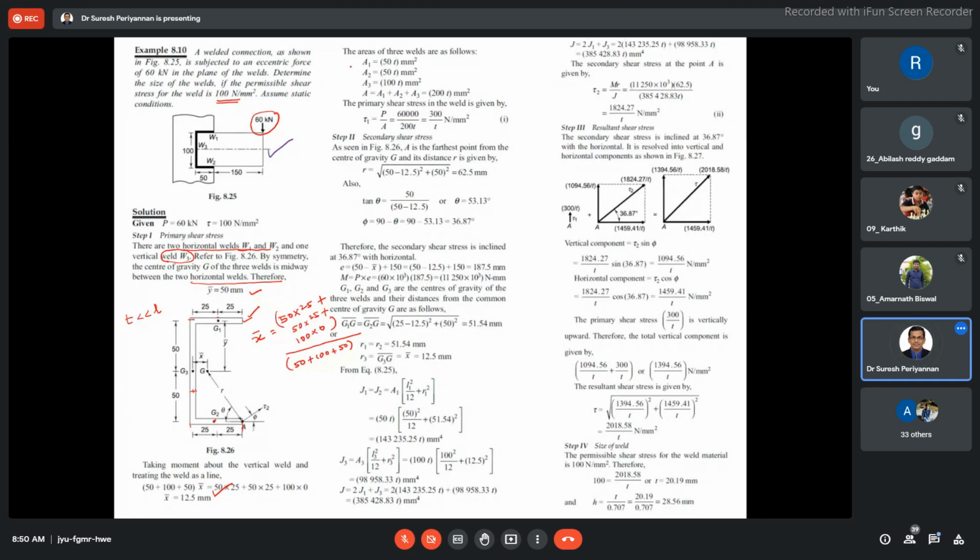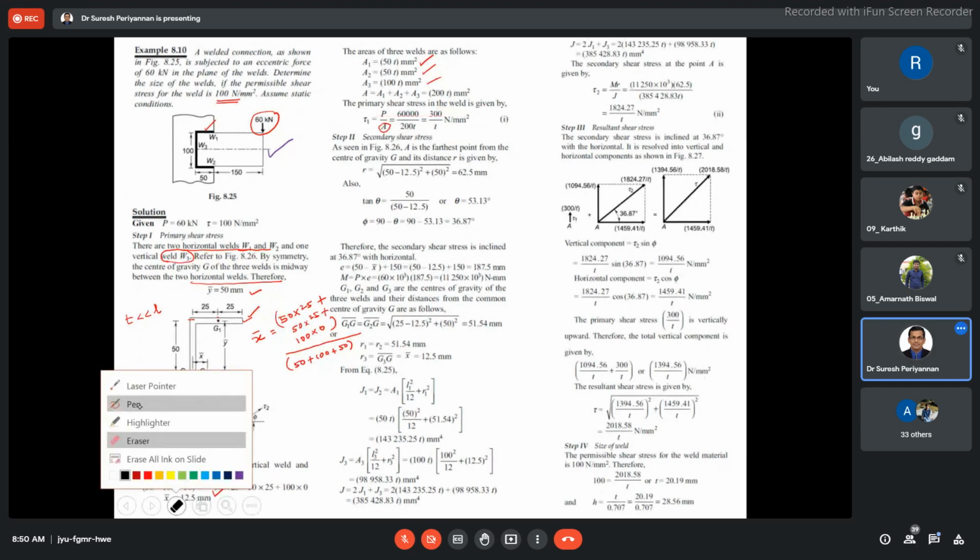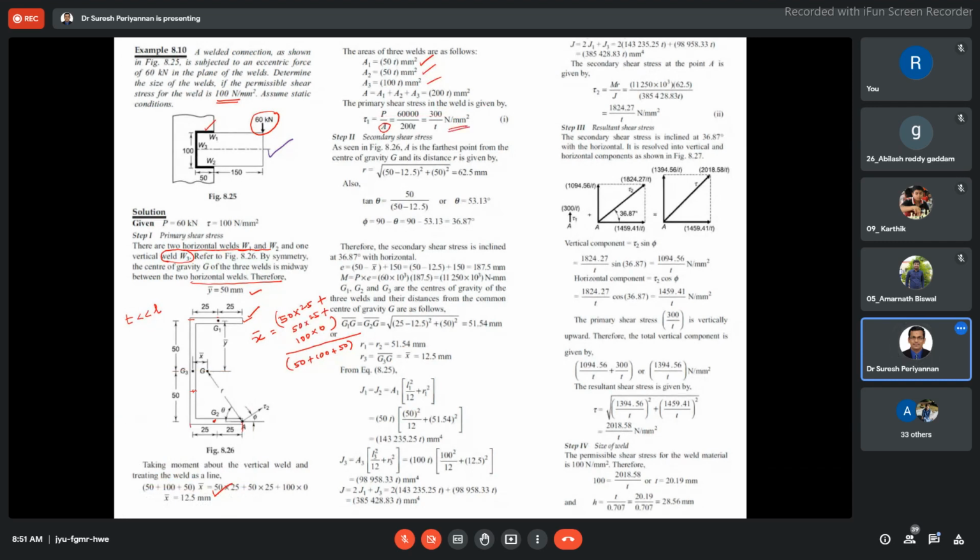Now come to the area of the weld. First we go for the direct shear. The area of weld 1 is 50 into T. The area of weld 2 is 50 into T. The area of weld 3 is 100 into T. Then sum it all, because direct shear is P by total area. The total area is 200 T. Then we know the primary shear is 300 divided by T.